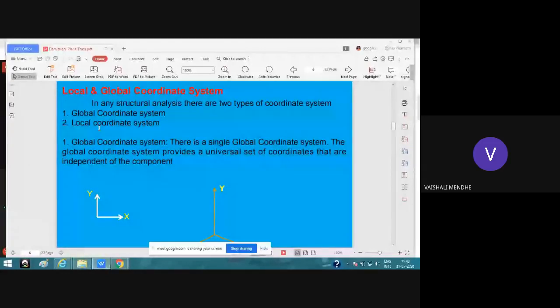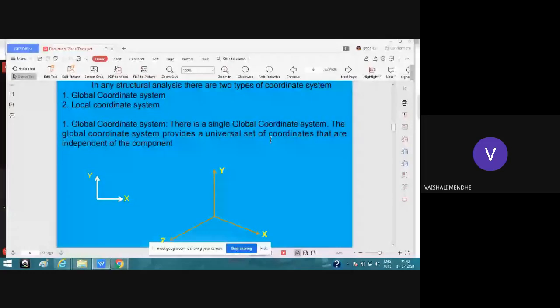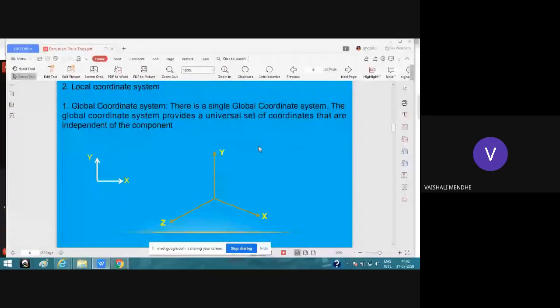First, the global coordinate system. There is a single global coordinate system, like the normal coordinate system which we are always using, like x, y, and z. That is called a global coordinate system. The global coordinate system provides a universal set of coordinates that are independent of the component. This means the global coordinate system will never change. It is the same for the whole structure.